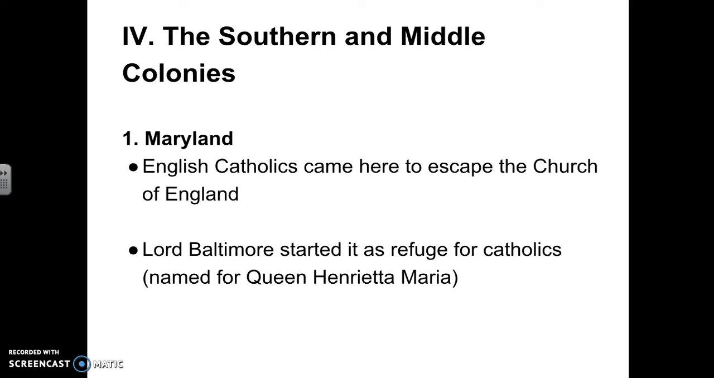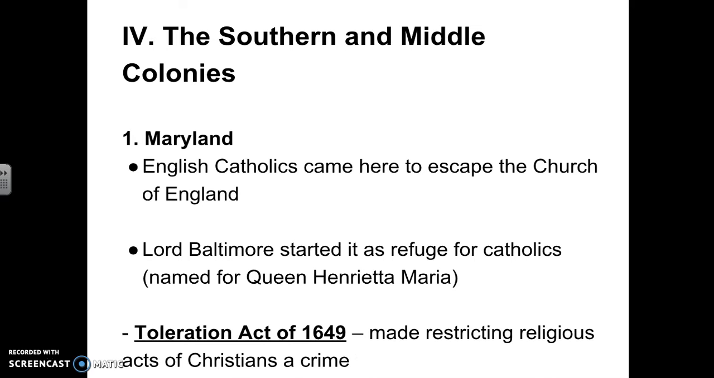So he created a law called the Toleration Act of 1649. And to tolerate something means that you put up with it. You may not like it, but you allow it to happen. So they basically made a law that any religions were allowed, and you could not restrict the acts of any Christians. So his law was called the Toleration Act of 1649, and it made restricting the religious acts of any Christians a crime.